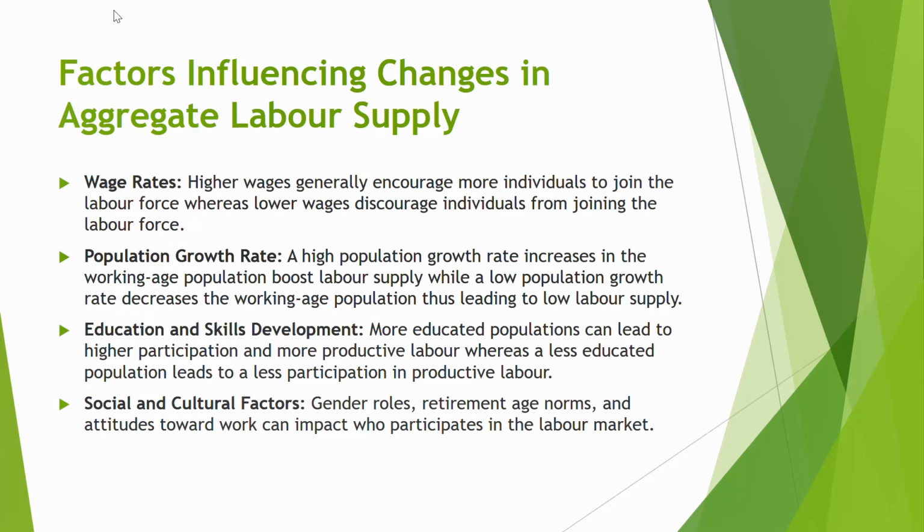Then population growth rate. A high population growth rate is going to increase the working age population, thus boosting the labor supply, while a low population growth rate is going to decrease the working age population, thus leading to a low labor supply.